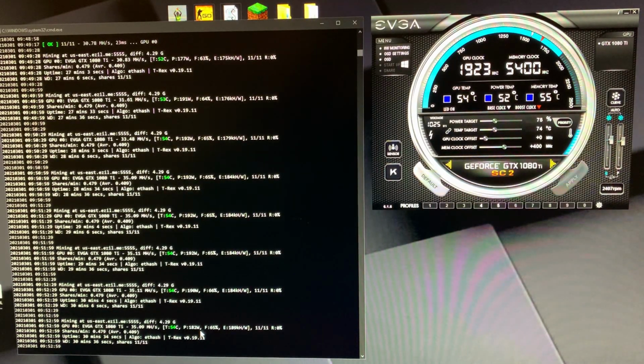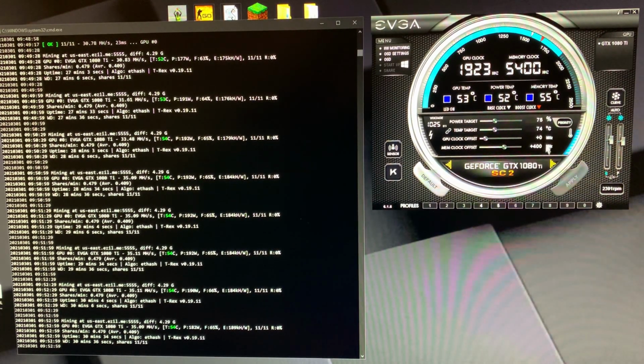All right, there, 182. So that's down 8 watts. And then we're still about 35.9, so really no change there. So there we reduced the power, and we're still mining the same hash rate. So we're making more profit, right? We're using less power on the card, okay?